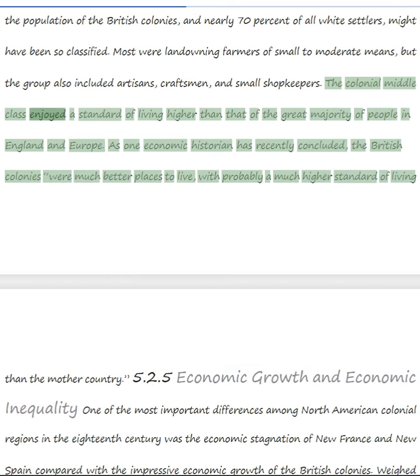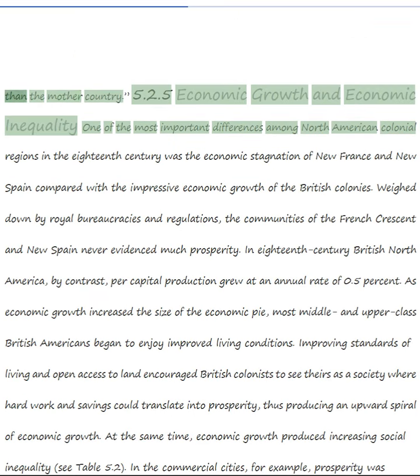The colonial middle class enjoyed a standard of living higher than that of the great majority of people in England and Europe. As one economic historian has recently concluded, the British colonies were much better places to live, with probably a much higher standard of living than the mother country.